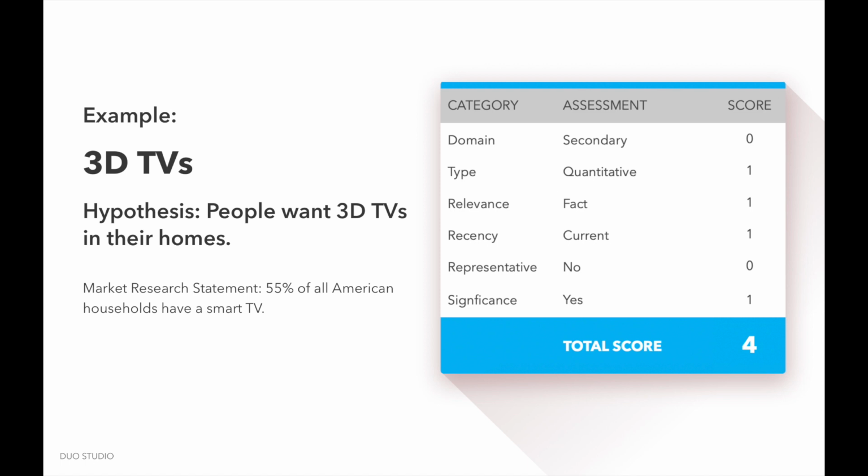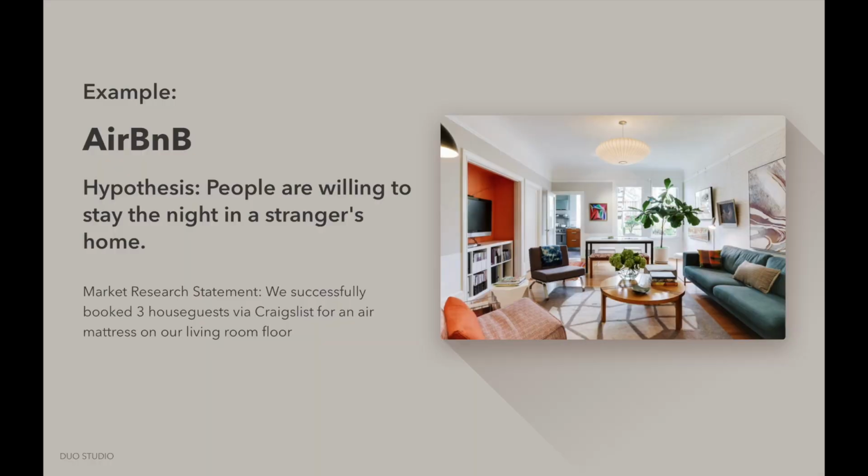Is it representative? No, because a smart TV is not the same as a 3D TV. So you cannot make the definitive connection between owning a smart TV and willingness to buy a 3D TV. But this is significant, meaning it does represent a US market as a whole that owns late technology home entertainment. But that's it. Let's go to another example.